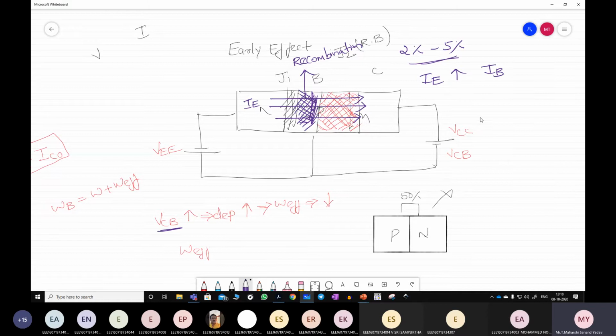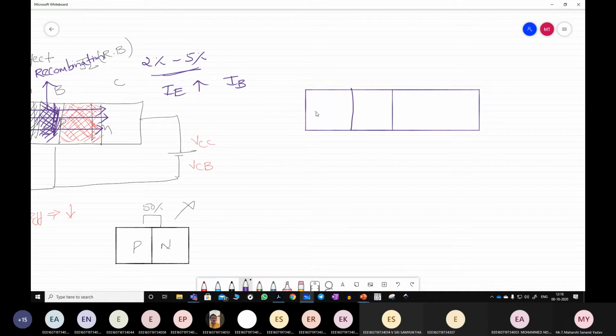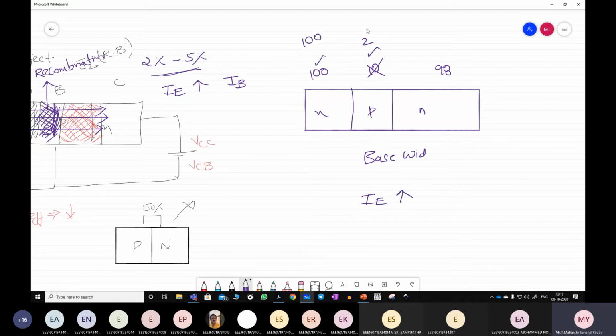Better we shall see with one of the examples. The same example we shall consider. This is N, this is P, and this is N. So initially we consider this as 100, this is 10, and the leftover is nothing but 90. Now, because of base width modulation, this is getting further reduced. Suppose I'm assuming this as 2 now. So how many carriers will enter into the collector now? 98. So recombination is very less, because of which emitter current is increasing.